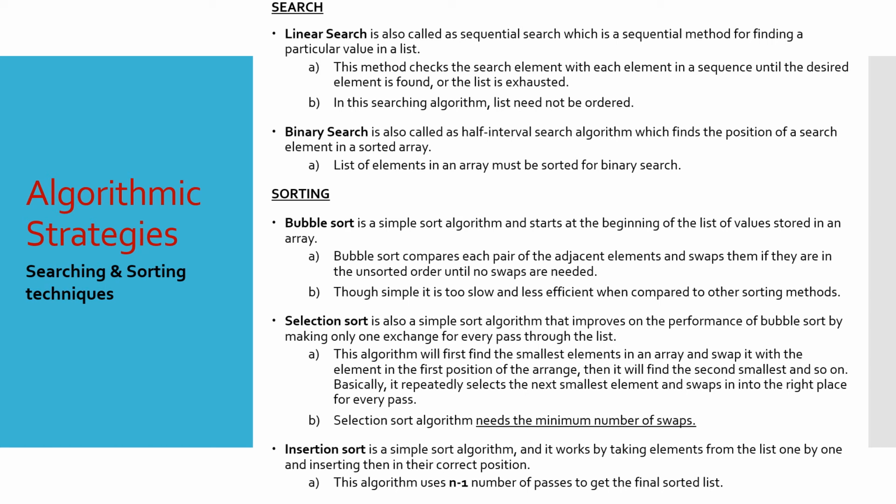Then it will find the second smallest and so on. So basically it repeatedly selects the next smallest element and swaps it into the right place for every pass. And hence, compared to bubble sort, it needs only a minimum number of swaps in general.